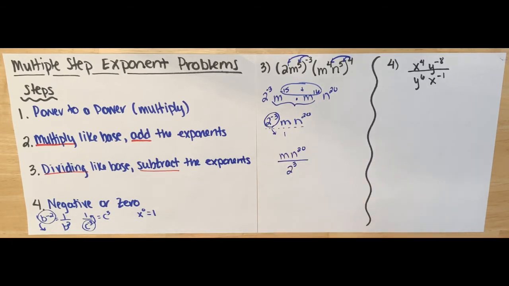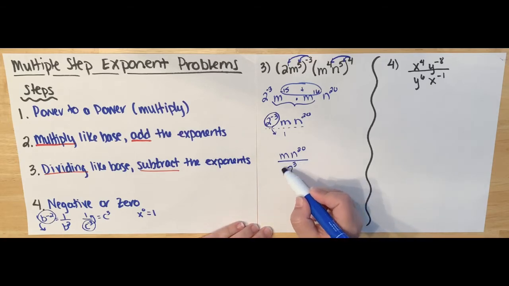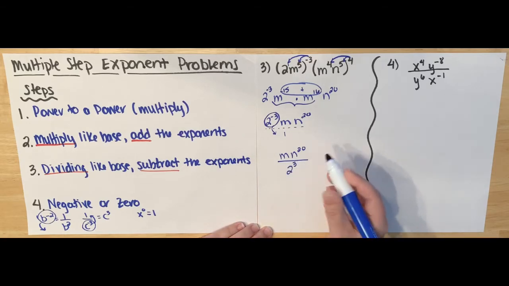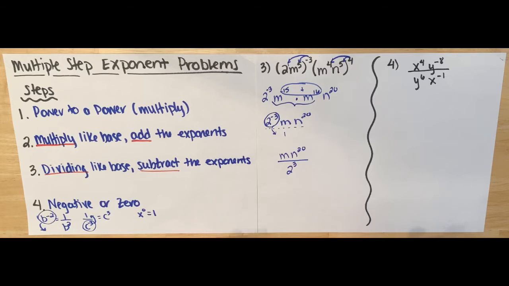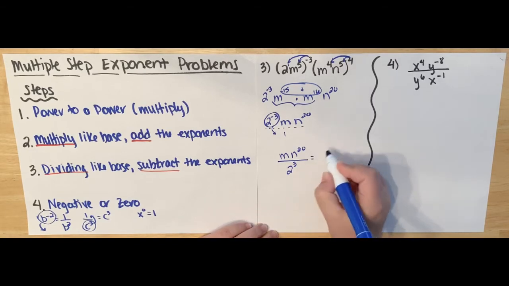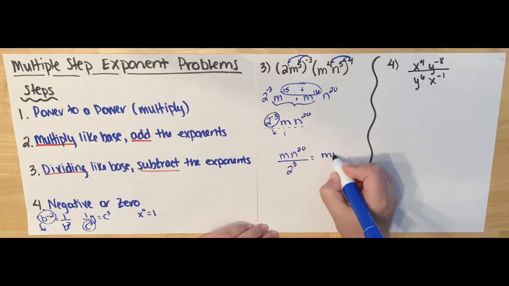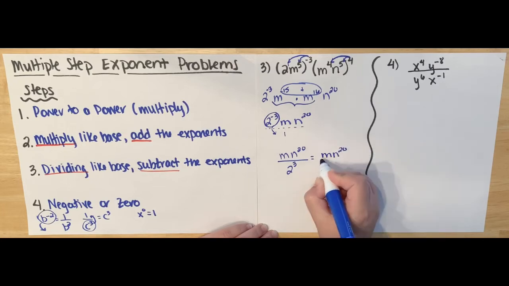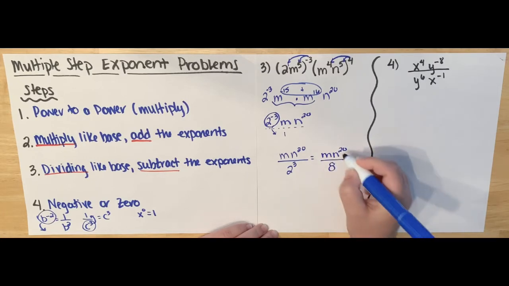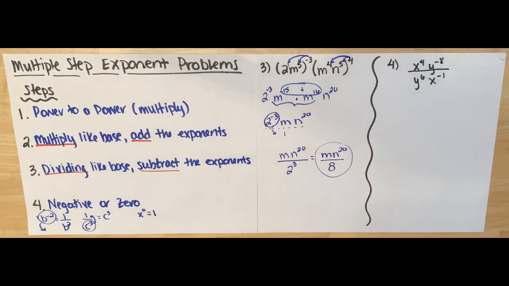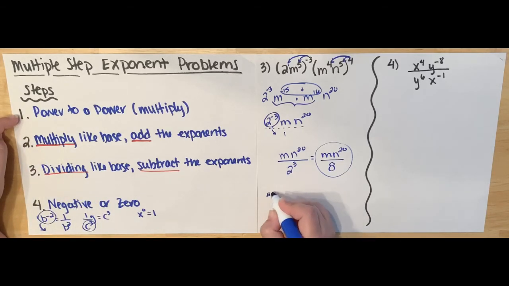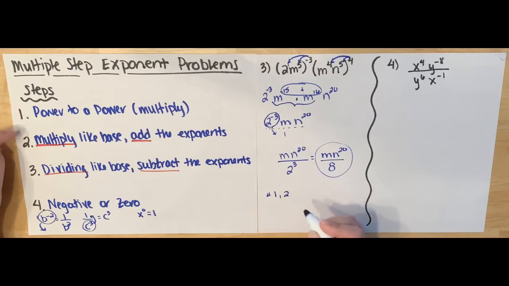Now all the exponents are positive, but if you know what the numerical base's value is, and it's not, like, 50,000, go ahead and simplify it. So I'm going to say that this is n to the 20th over 8 as my final answer. You used step number 1, step number 2, and number 4.